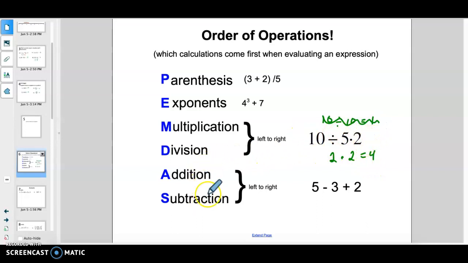Same thing with addition and subtraction. You'd want to go from left to right. So even though subtraction comes last, if it happens first in the expression, you want to do it first. So if you did it backwards in this case, if you did 3 plus 2 is 5, and then 5 minus 5, you'd get 0. But if you did it from left to right, you'd have 5 minus 3 is 2, and 2 plus 2 equals 4. So 4 is also the correct answer here. So you do not want to do the addition first. You want to make sure to do the subtraction and then the addition.